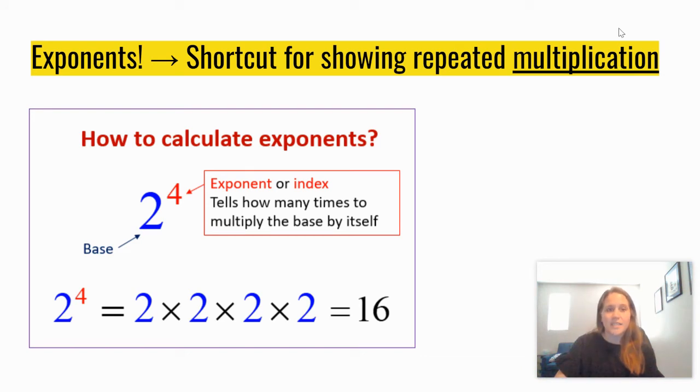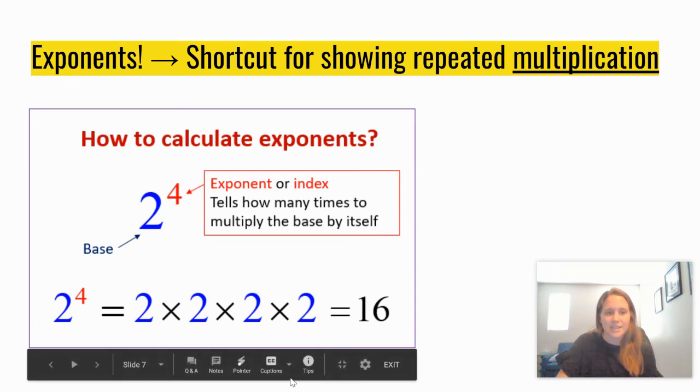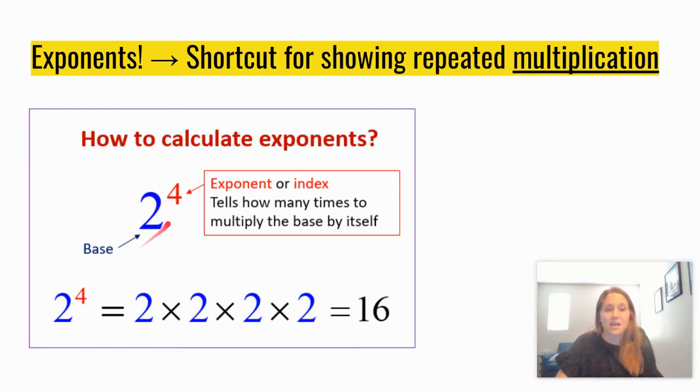Absolutely. So when I'm looking at an exponent expression like this one, I read this as 2 to the power of 4. The 2 is called the base. The 2 is called the? Yes, and that's what we're repeatedly multiplying.